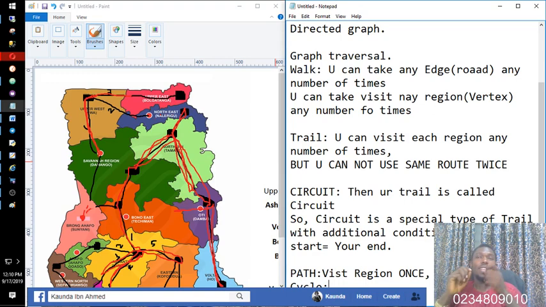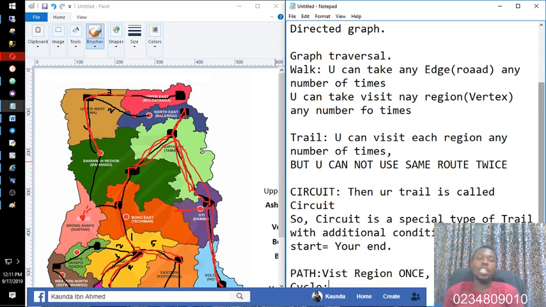And that trail, if you are able to trail from Ashanti region and then come back to Ashanti region, that is called a circuit. The key thing between a circuit and a trail is that for a trail, your start and end points are not the same, but for a circuit, your start and end points are the same. A circuit is just a typical example of a trail with a special condition that your start and end should be the same.